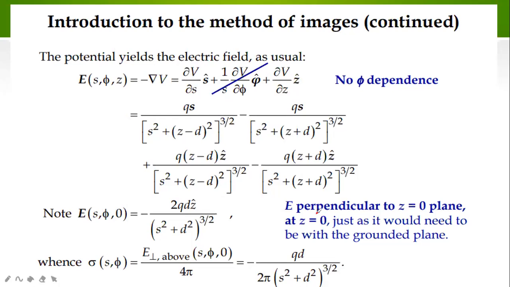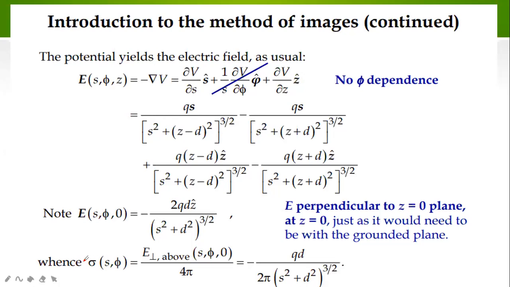Because the electric field is perpendicular to the z equals 0 plane, we will just put z equals 0. Wherever z is, we put z equals 0, and we get only a single term, that is E at s, phi, 0 equals minus 2qd over (s square plus d square) to the power 3 by 2.